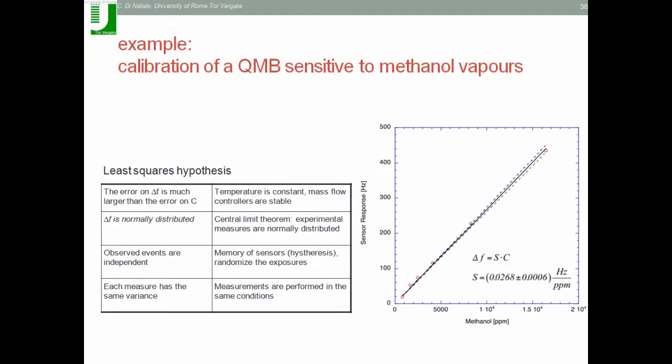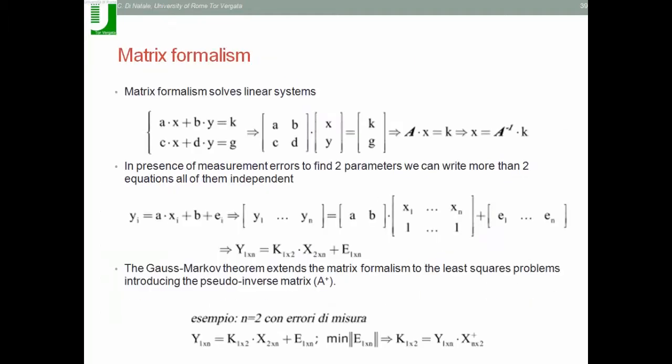But this is the univariate case, and the passage to the multivariate is the next step. The next step is the solution of the least squares with the matrix formalism. We have a matrix formalism for linear systems. If we have a system of two equations in two variables, we can write this in terms of matrices, and the solution means to invert one of the matrices here, so A minus 1. We can do the same with the least squares.